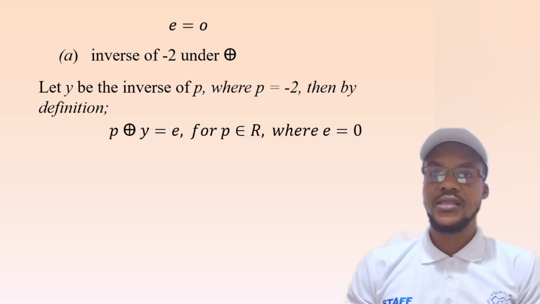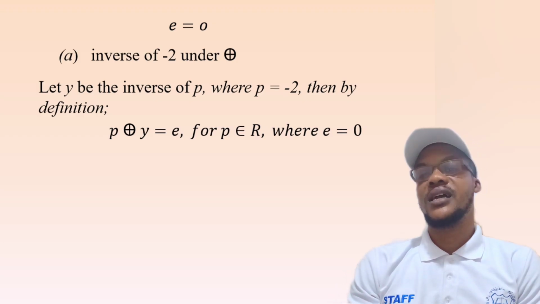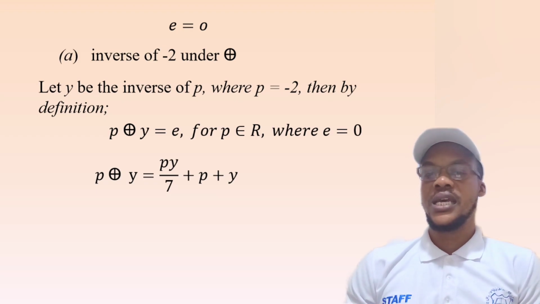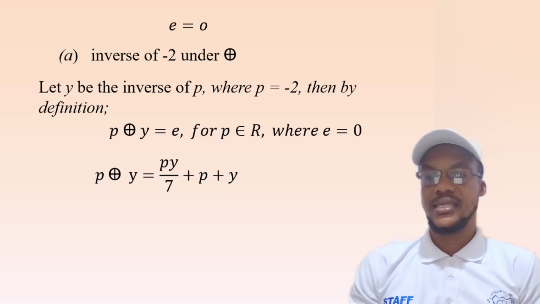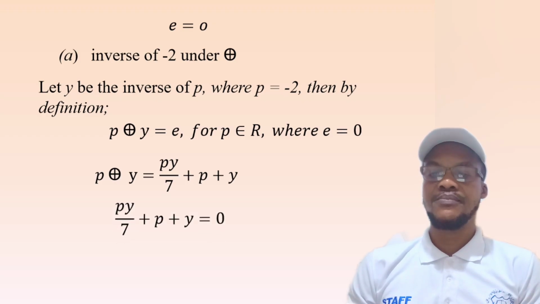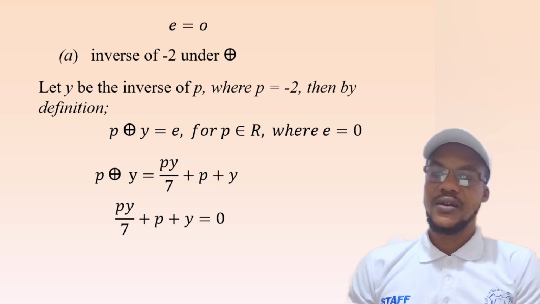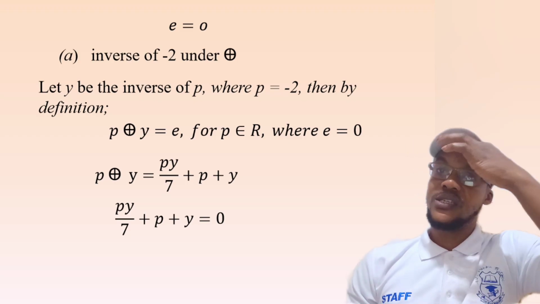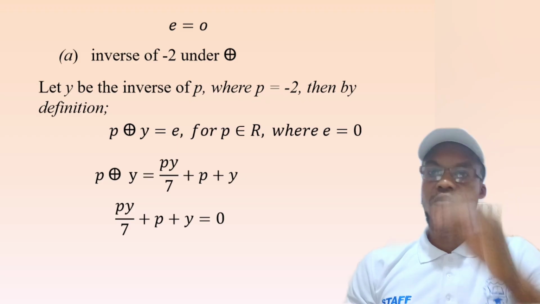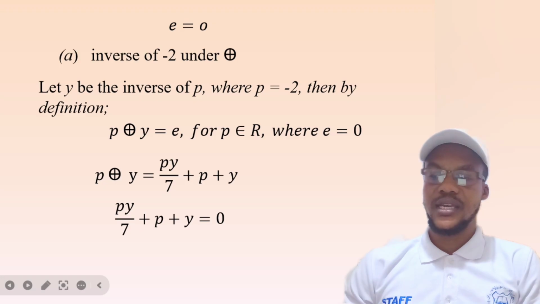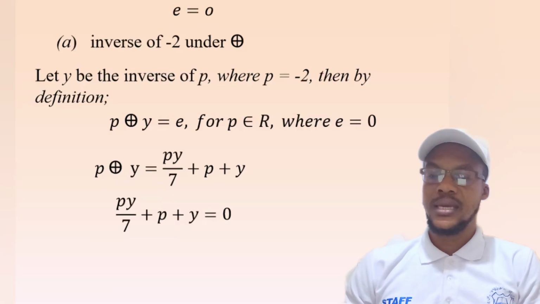So this one too, we just solve it the same way we solved the other one. Okay, so this time we are going to substitute P and y and then equate to what? The identity element. And so if that is the case, this is what we have here. So it means that we are going to have Py on 7 plus P plus y is equal to what? 0. Because we are saying that where E is equal to 0, that is the identity element. Okay, yes, that is why we are equating to 0 and solve. Have you gotten the point? That's great.